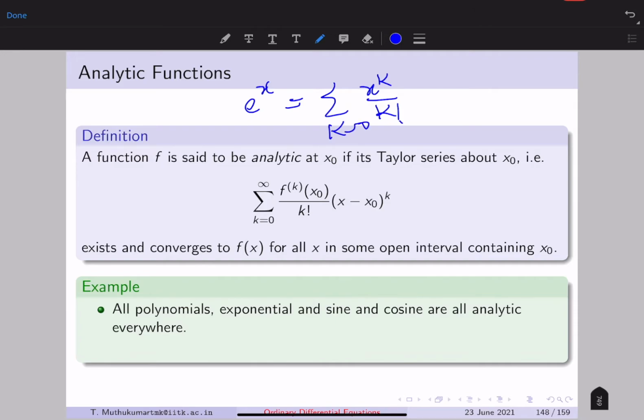This is one example of an analytic function, right? All algebraic polynomials are analytic. Sine and cosine are also analytic, because there is a power series expansion for both sine and cosine, and they are analytic everywhere. So what do we mean by analytic everywhere? It's analytic at every point of the domain. Okay.